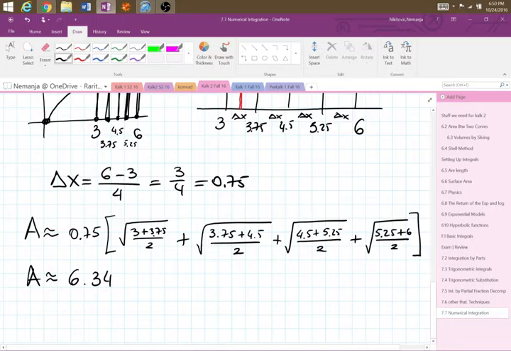Next one is trapezoid rule, and I'm going to use the same problem with the same limits every time. So we have the integral.